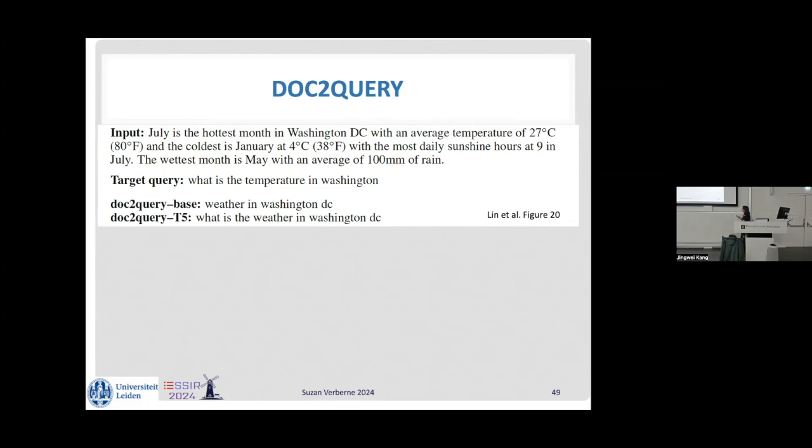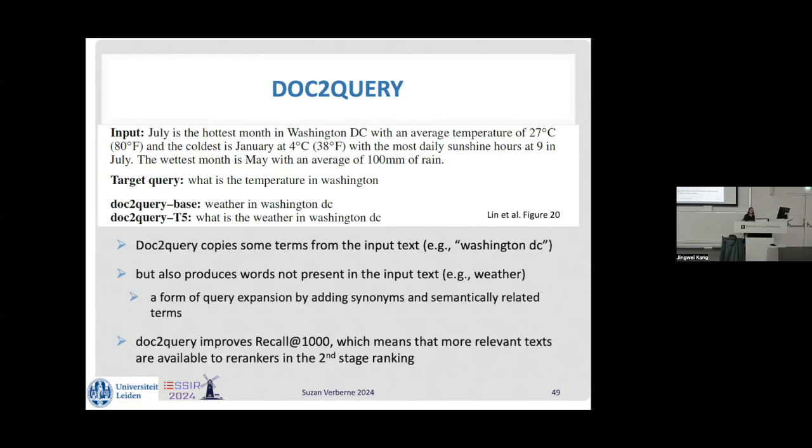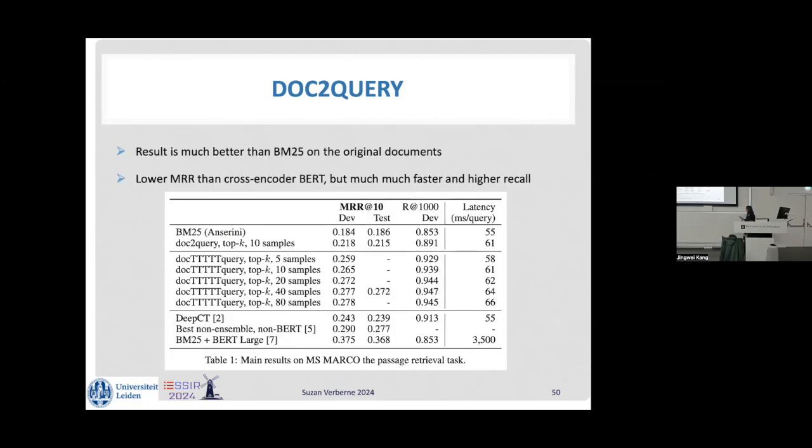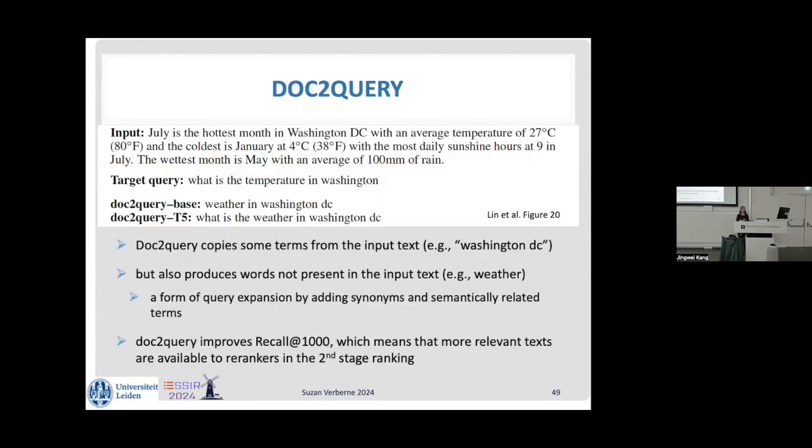And these are queries that were generated by these doc2query models. Interestingly, when trained properly, the model does produce some queries that contain terms from the document, but it also produces some terms that are not in the document but are semantically related, like weather, right? So this means that the semantic matching has been done at index time, right? Is that clear?